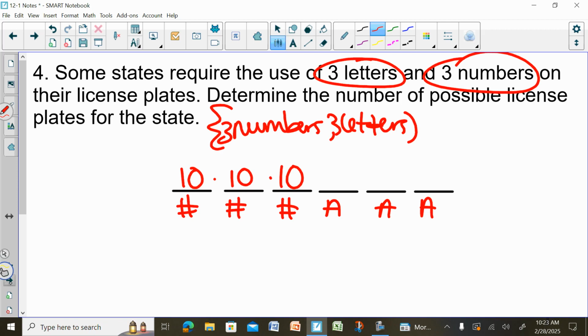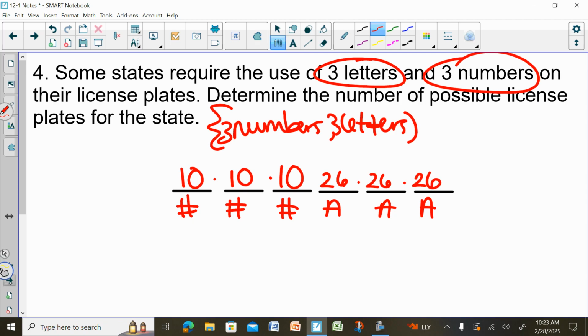Again, some states, they might say you can't have 0 in the beginning. I don't know why they would. Just like phone numbers, you really can't start with a 1 because 1 is the denoted number for long distance. There are 26 letters in the alphabet. Didn't say anything that they couldn't repeat. And so all of them are 26 there.